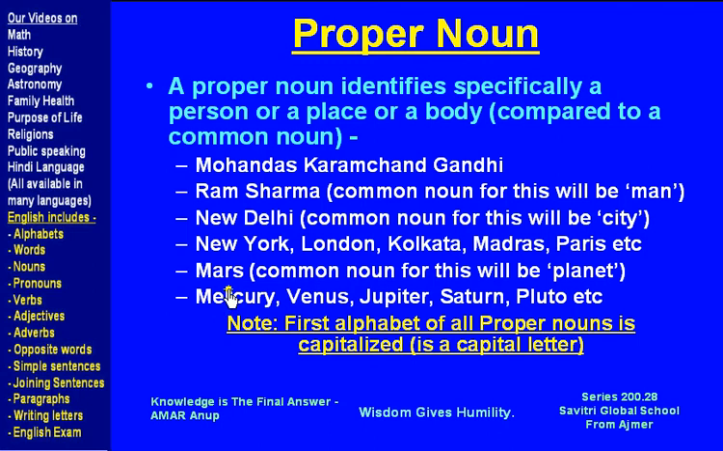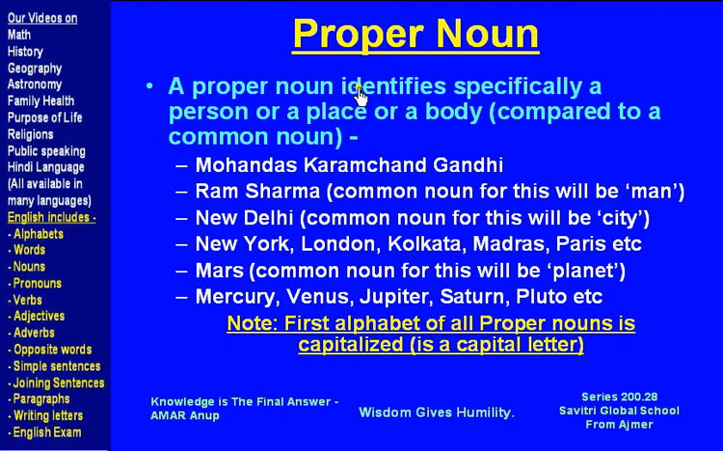We are talking about a particular planet called Mars, and the common noun for Mars is planet. Names of other planets are Mercury, Venus, Jupiter, Saturn, Pluto, and they are all proper nouns because we are identifying a proper thing here, a planet. So they are all proper nouns and the first alphabet is capital. There are some exceptions, like Earth is not capitalized, so go and look at our presentation on capital letters.